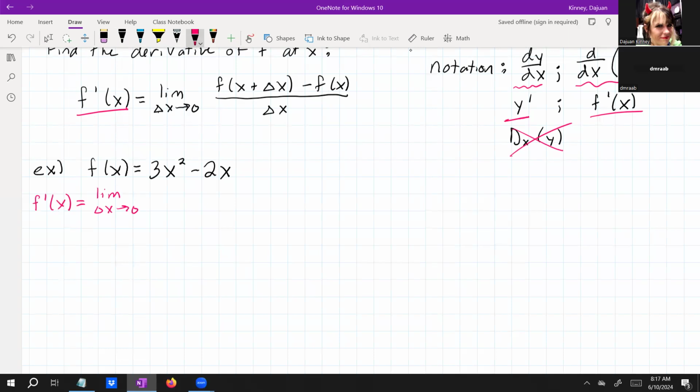All right. Every place I see x, I plug in x plus delta x. So I get 3 times x. You know what? We're going to use h this time. And then we'll switch it back. h squared minus 2 times x plus h minus 3x squared minus 2x all over h. I did not want to write delta x that many times, so h is a little simpler.